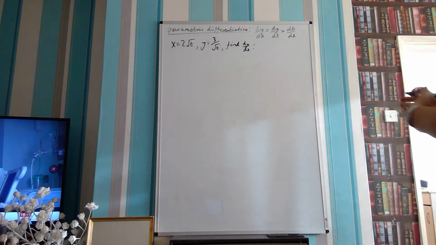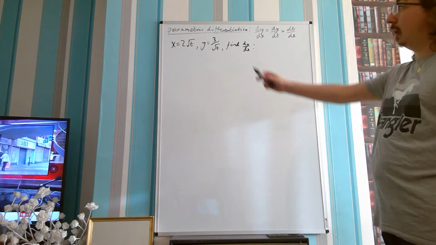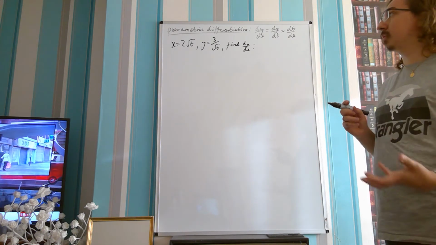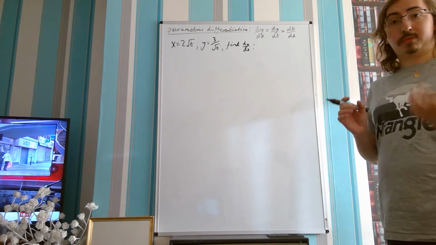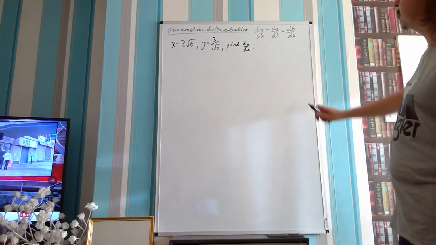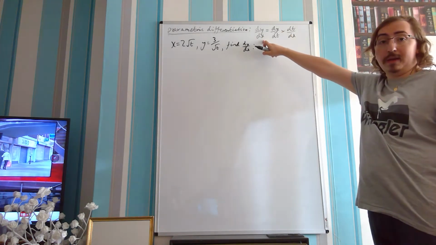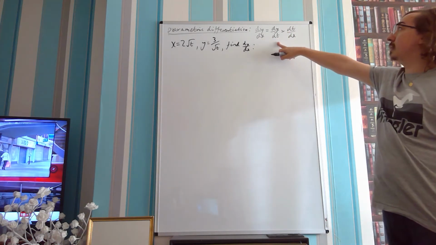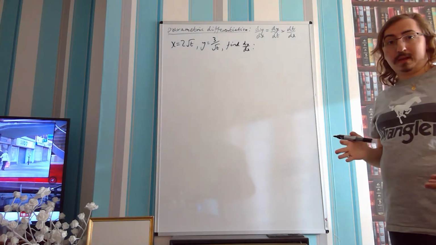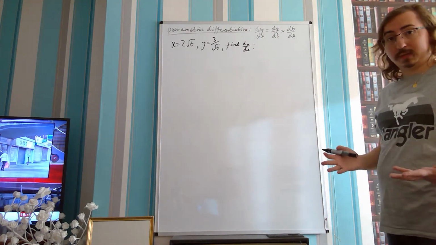So, this is an example of using parametric differentiation. If we're given x is equal to 2 root t, y is equal to 3 over root t, find dy by dx. So we're going to use this idea of using the chain rule of dy by dx being equal to dy by dt times dt by dx. So obviously we need to get expressions for our differentials here.